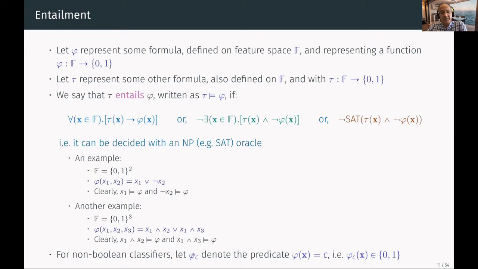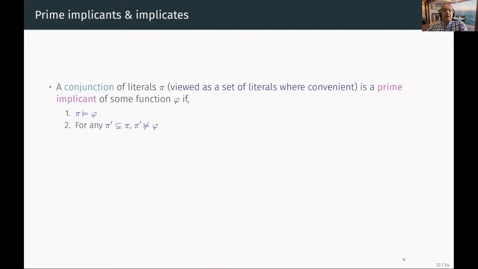We just create a modified form, which is a predicate whether the classifier takes value C, some class. And clearly, this function now takes value in 0, 1. So when we talk about explainability, I'm going to talk about prime implicant.